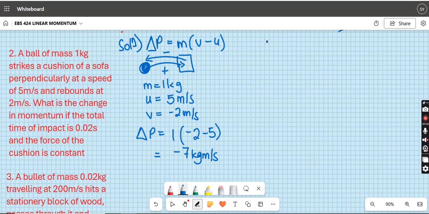Now we are asked to find what is the change in momentum if the total impact of the force is constant. Now there was a second part I think I missed. We have to find the magnitude of the force. So let me just put it here. Find the magnitude of the force.